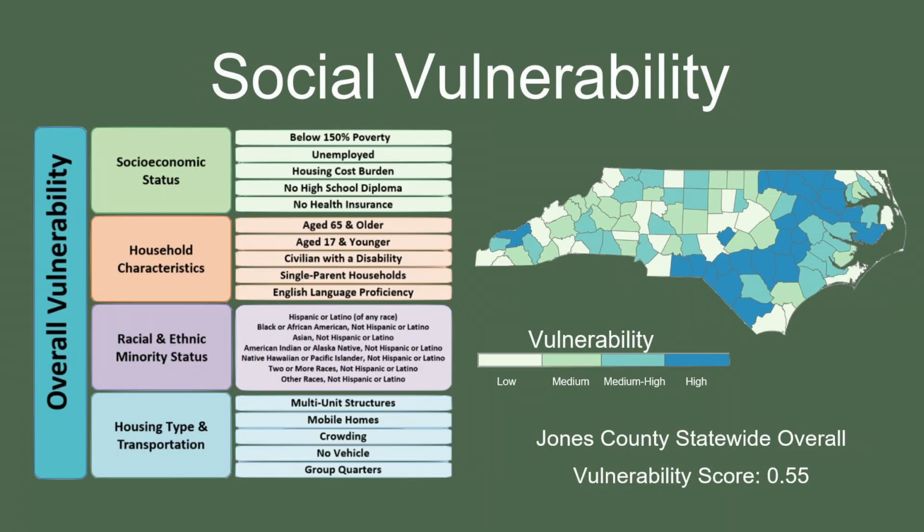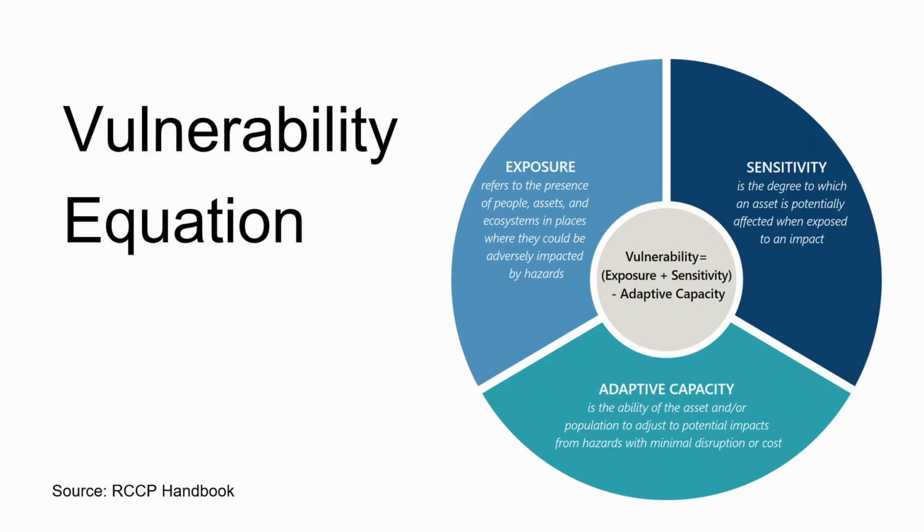We also talked about social vulnerability a lot this summer. Jones County had a vulnerability score of 0.55, which puts it in that medium to high range. The social vulnerability is from the CDC, and it takes into account income, race and minority status, housing and transportation. For Jones County, it's significantly socioeconomic status that gives it this higher vulnerability score. And returning to the vulnerability equation, I will show you how we ranked each of these assets.